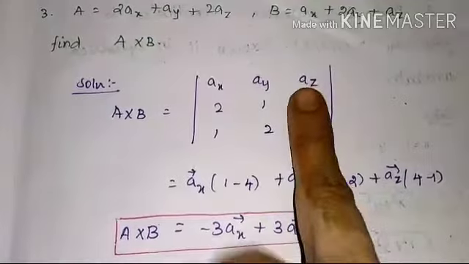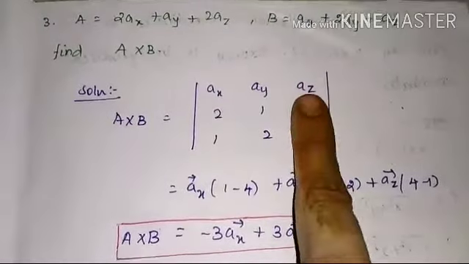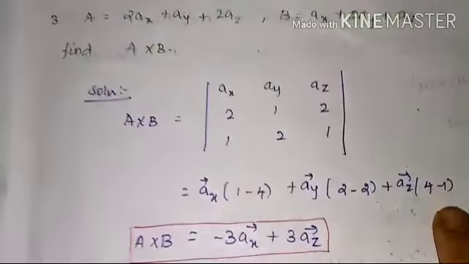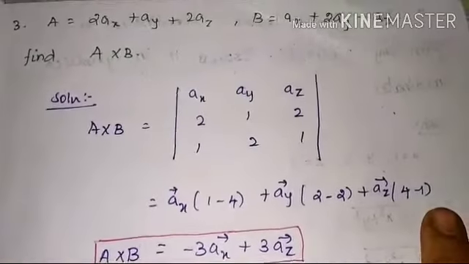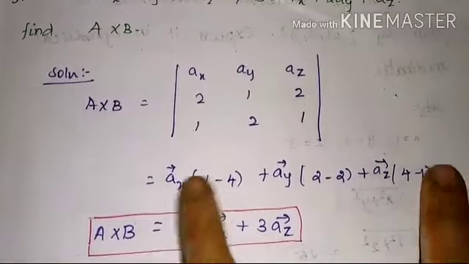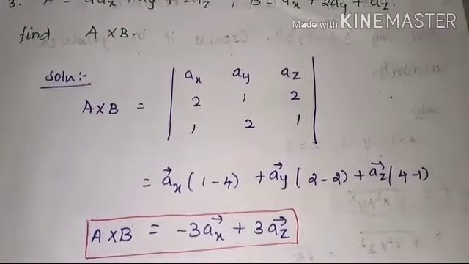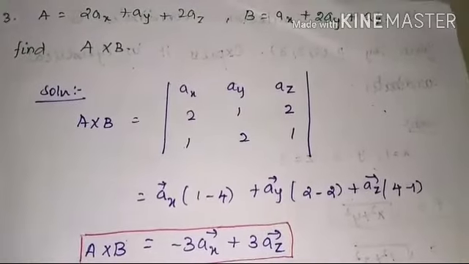Then while calculating az, you have to close these values. So 2 into 2, 4 minus 1. So A cross B vector is equal to minus 3ax plus 3az. So this is the cross product of these two vectors.